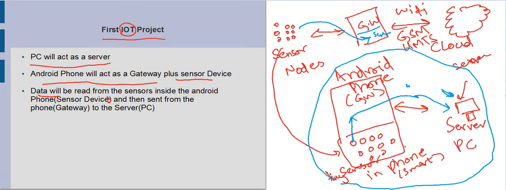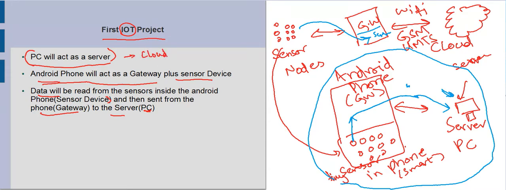And then this data is going to be sent from the phone, the gateway, to the server, which is our PC. So again, the PC, the personal computer, is going to be our server or our cloud.